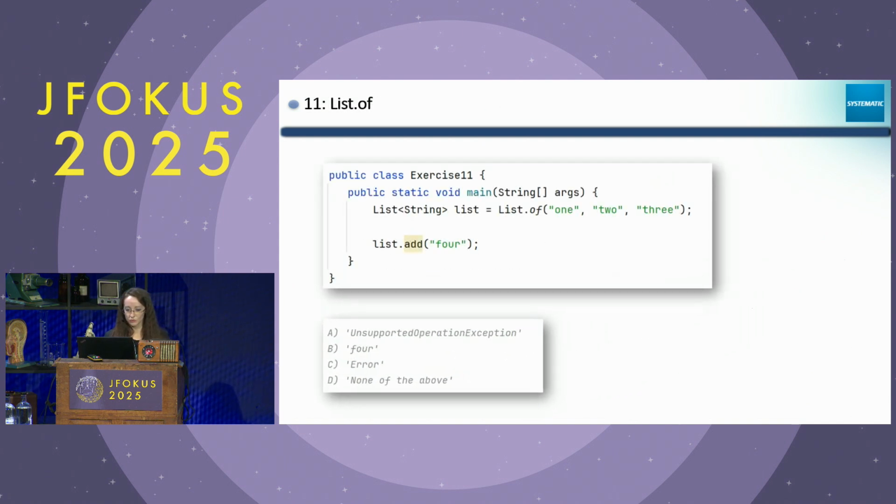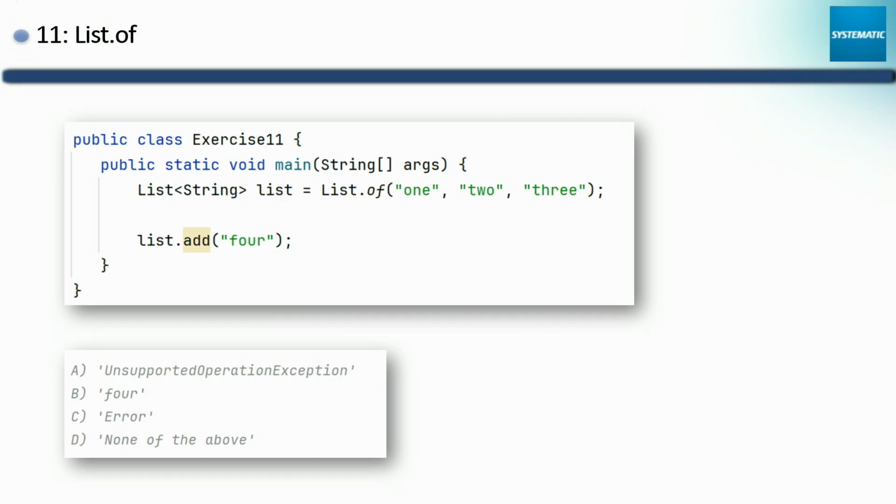All right, let's move forward. And here we have a very small exercise that makes use of List.of. So here we have a list of 3 strings, 1, 2, and 3. And we simply try to add another one, a 4 string. If we were to run this code, what do you think we will get? So we have 3 strings. We are just trying to add another one.